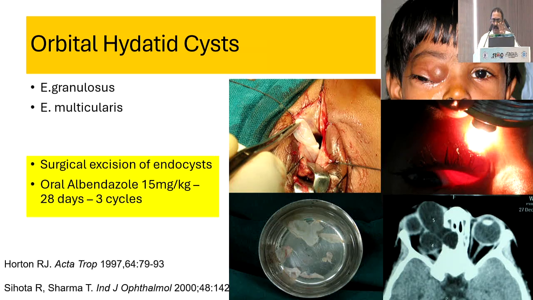Hydatid cysts are rare infections. You have this situation where you have a multilocular cyst with septae. This is a typical hydatid cyst, and you need to remove the endocyst. These patients can also be treated with oral albendazole over a longer period of time.